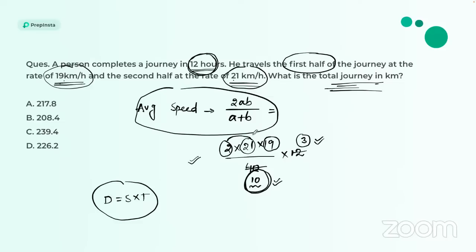2 ones are 2. Unit digit I'm taking. And 2 nines are 18. So unit digit is 8. 8 threes are 24. So unit digit is 4. So unit digit 4 is your answer. So option A and option D got eliminated.